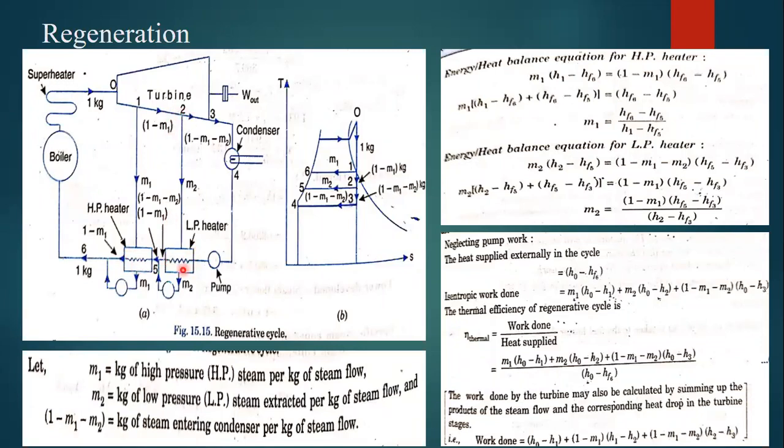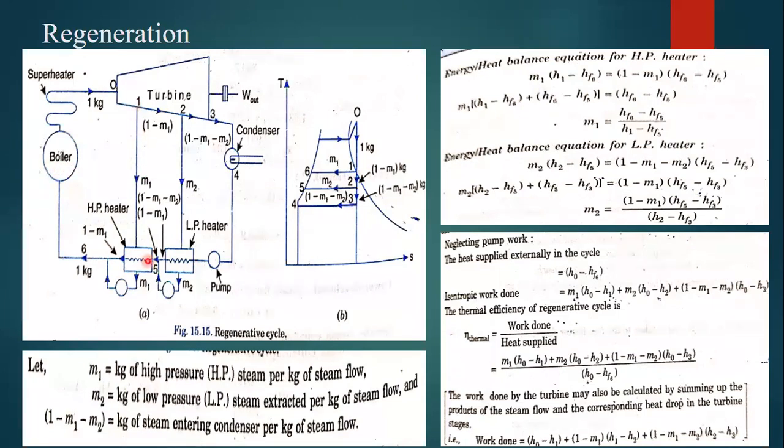In the same way, there will be a low pressure heater, and in this low pressure heater also, after some other expansion, we extract steam and use a certain amount of it to heat the liquid in this feed heater with the help of this hot steam. In that way, we raise the temperature of water before feeding it to the boiler. So this is what regeneration means.